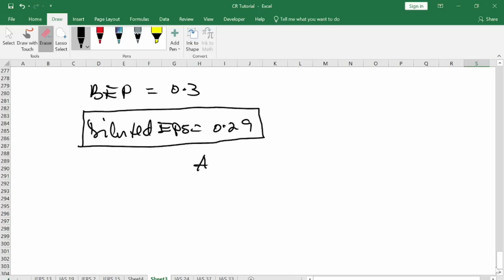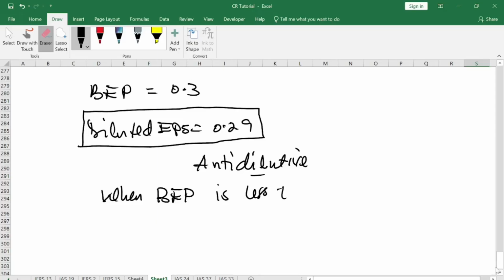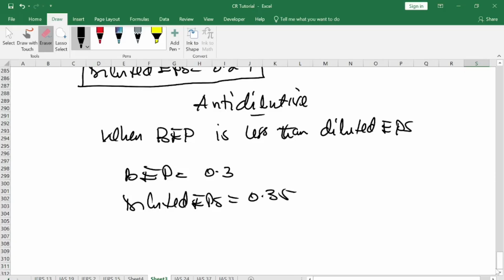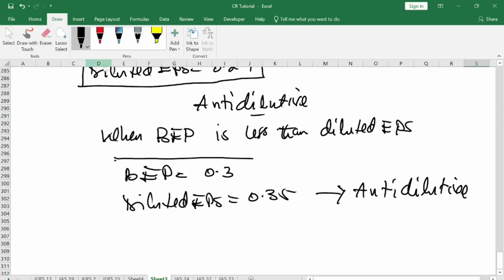Now we have what we call anti-dilutive. Anti-dilutive is when basic earnings per share is less than diluted earnings per share. So here, if your basic earnings per share is 0.3 and your diluted earnings per share is 0.35, it means this one is anti-dilutive. Therefore, you are not going to consider it in the financials. You will rely on the basic earnings per share in the financial reporting.